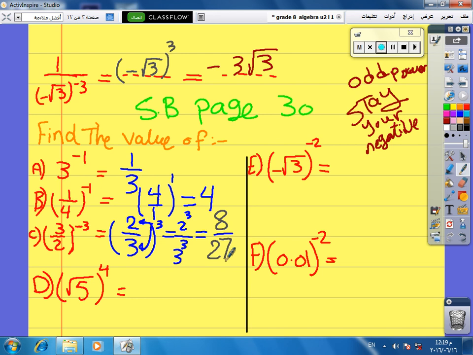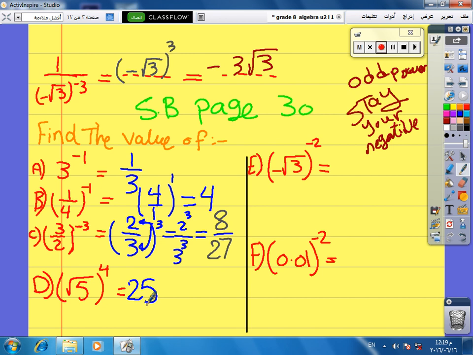Another. Square root 5, all power 4. Here there are two ways to solve this. The easy way: repeat square root 5 four times to become 25. Or when you want to make your power positive, flip the fraction. But as always, we want the power to become positive.